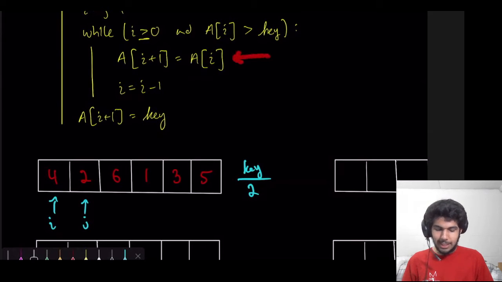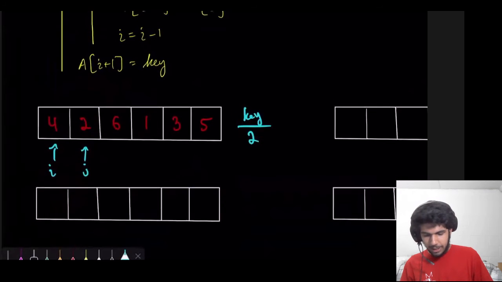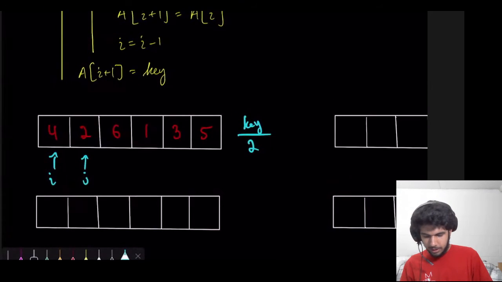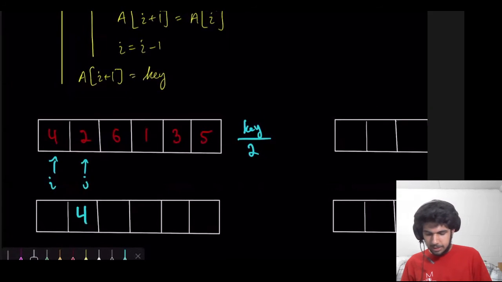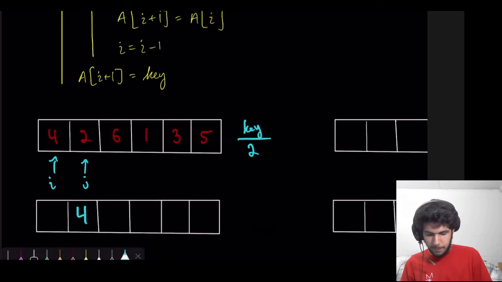We want to set a of I plus 1 to a of I. So let's scroll down here. a of I plus 1 would be this box right there, since I is currently at 0. And we want to set this equal to a of I. So a of I is 4, so we'll put a 4 here. And then we're going to decrease I by 1. So we're going to take this pointer, that is I, and shift it over 1.